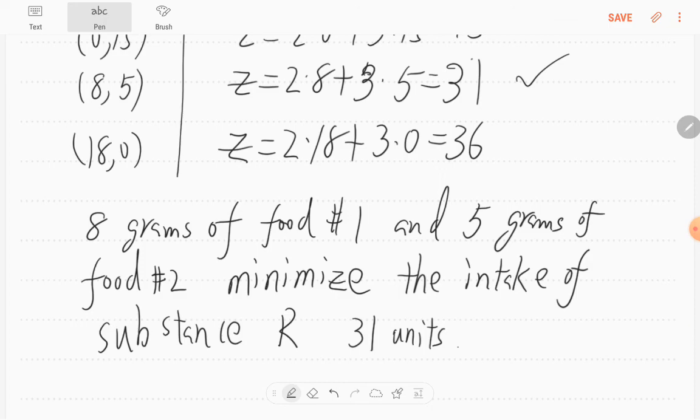Okay, so these are the topics for linear programming, which is a geometric approach to solve the linear programming problem.